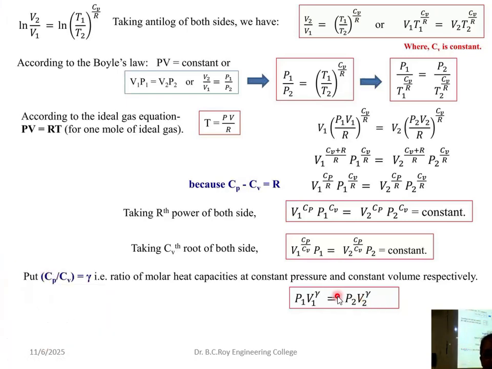Just give your attention here. This P1 V1 to the power gamma equal to P2 V2 to the power gamma, that means PV to the power gamma equal to constant. That was the last topic I have discussed, the adiabatic expression.